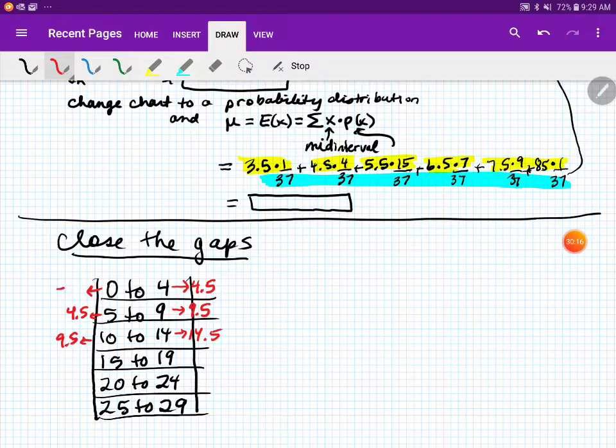Okay, this one just looks weird. So this is negative 0.5. This one is forward a half, backwards a half. Forward a half, backwards a half. Backwards a half, forwards a half.